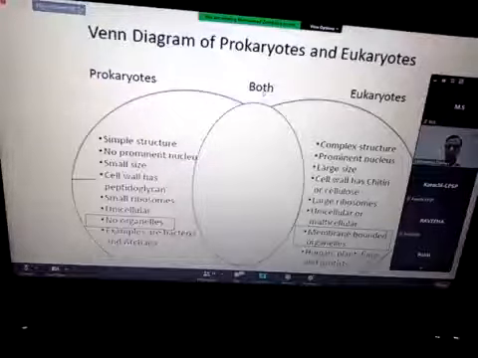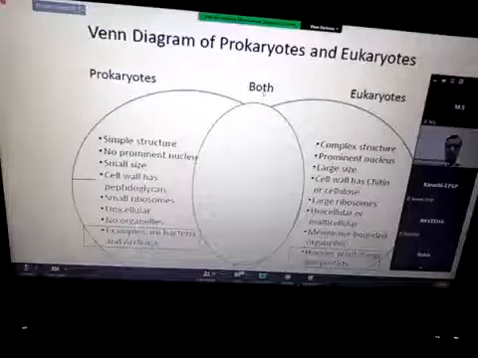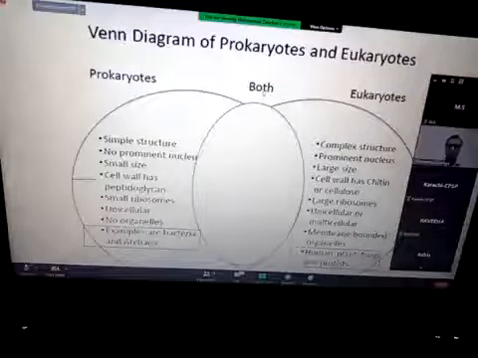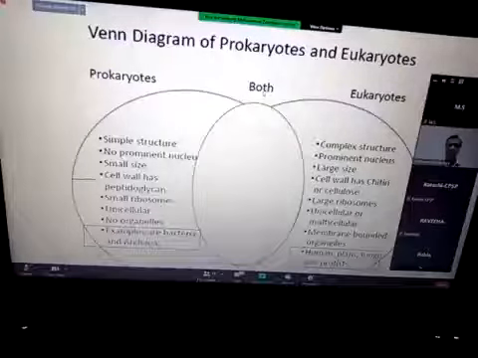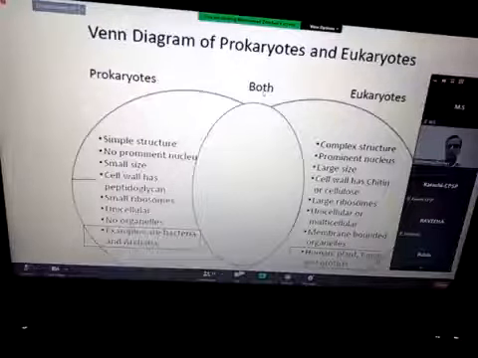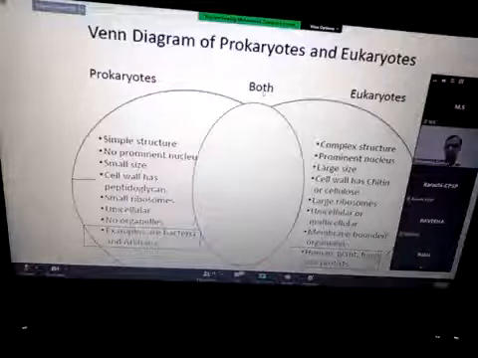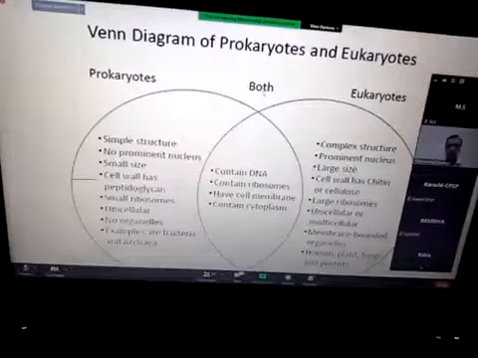And we know that we have to discuss the prokaryotes here. The main prokaryotes are bacteria, which are an important component of this universe. In comparison, eukaryotes are humans, plants, fungi, and protists.